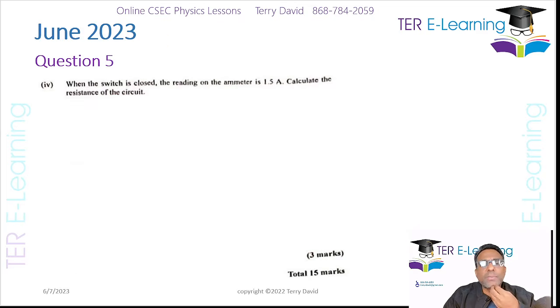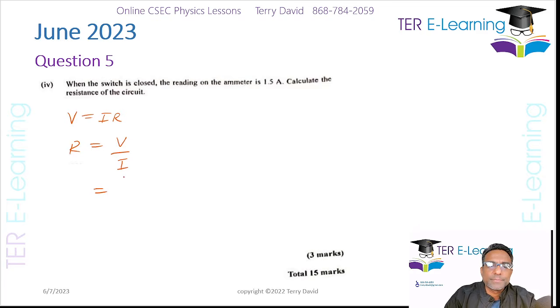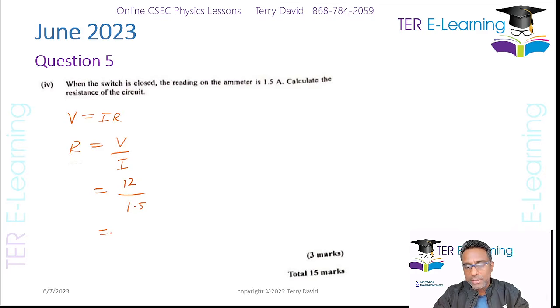What else do we have to do here now? When the switch is closed, the reading on the ammeter is 1.5 amps. Calculate the resistance of the coil. Oh, this is a baby question, guys. V is equal to IR. We want to work out the resistance in the circuit, so R is equal to V over I. The power supply was 12 volts, so this is 12 volts over the current, which is 1.5. So this is 12 divided by 1.5, which is going to be 8 ohms. That's the answer there.